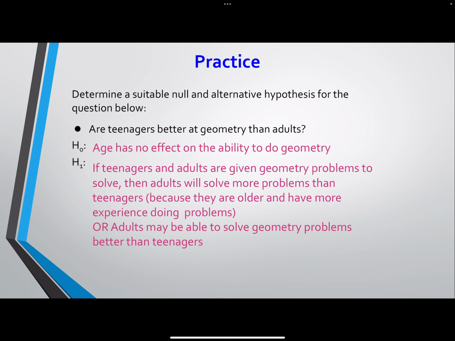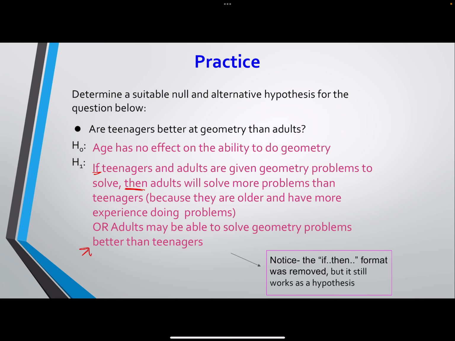For the alternative hypothesis, you're trying to do: if teenagers and adults are given geometry problems to solve, then adults will solve more problems than teenagers because they are older and have more experience doing problems. Or adults may be able to solve geometry problems better than teenagers. You can have an explanation there, but you don't need one. But you want to go ahead and notice, as you can see there, the if right here, and then the then.